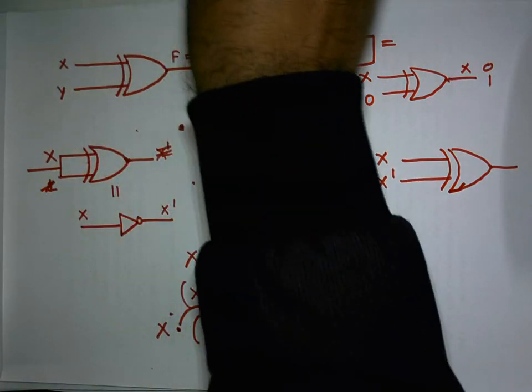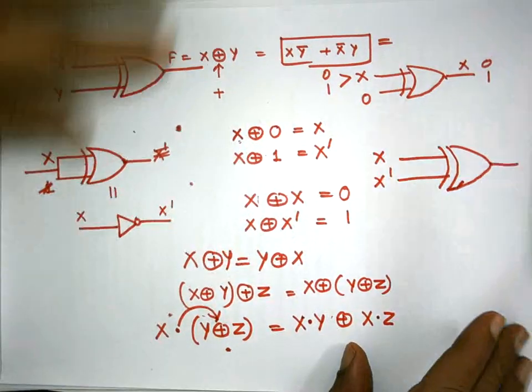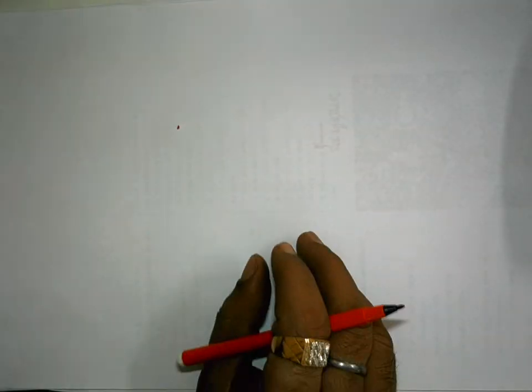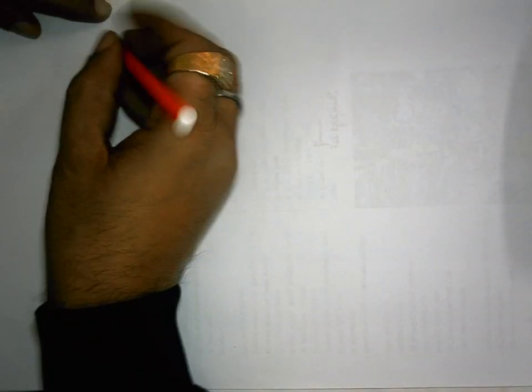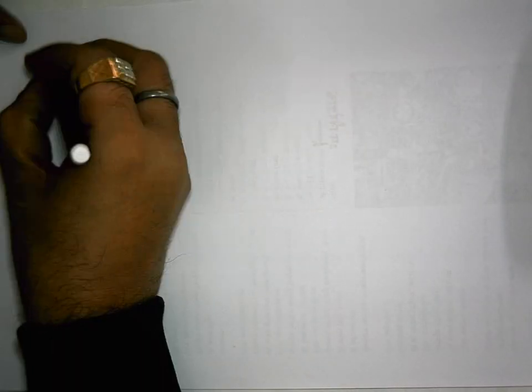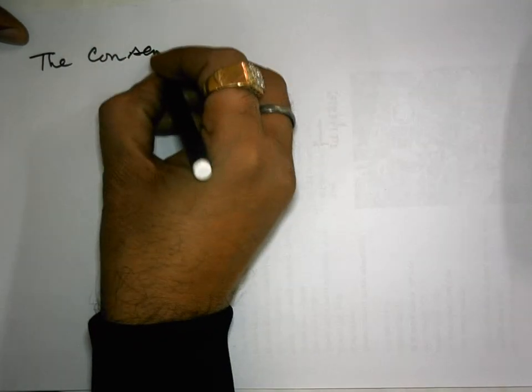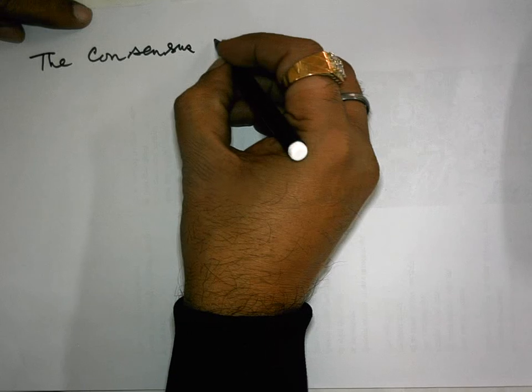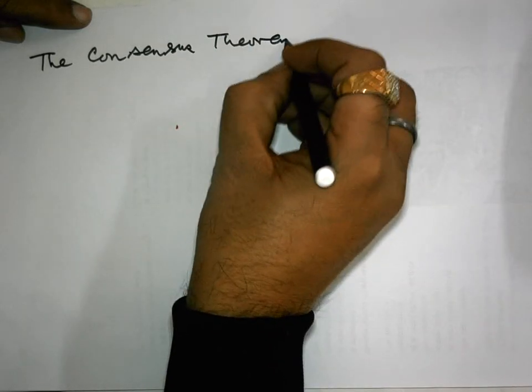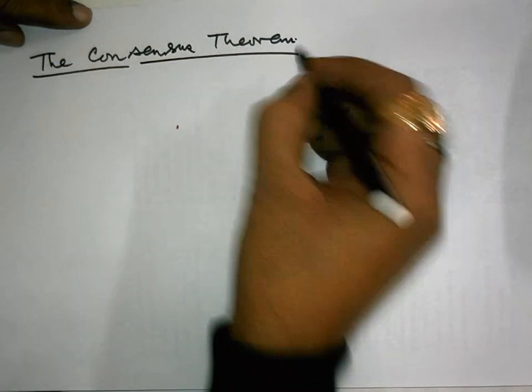Some more, one more theorem I would like to explain over here before coming to the simplification of Boolean expressions. This is called the consensus theorem.